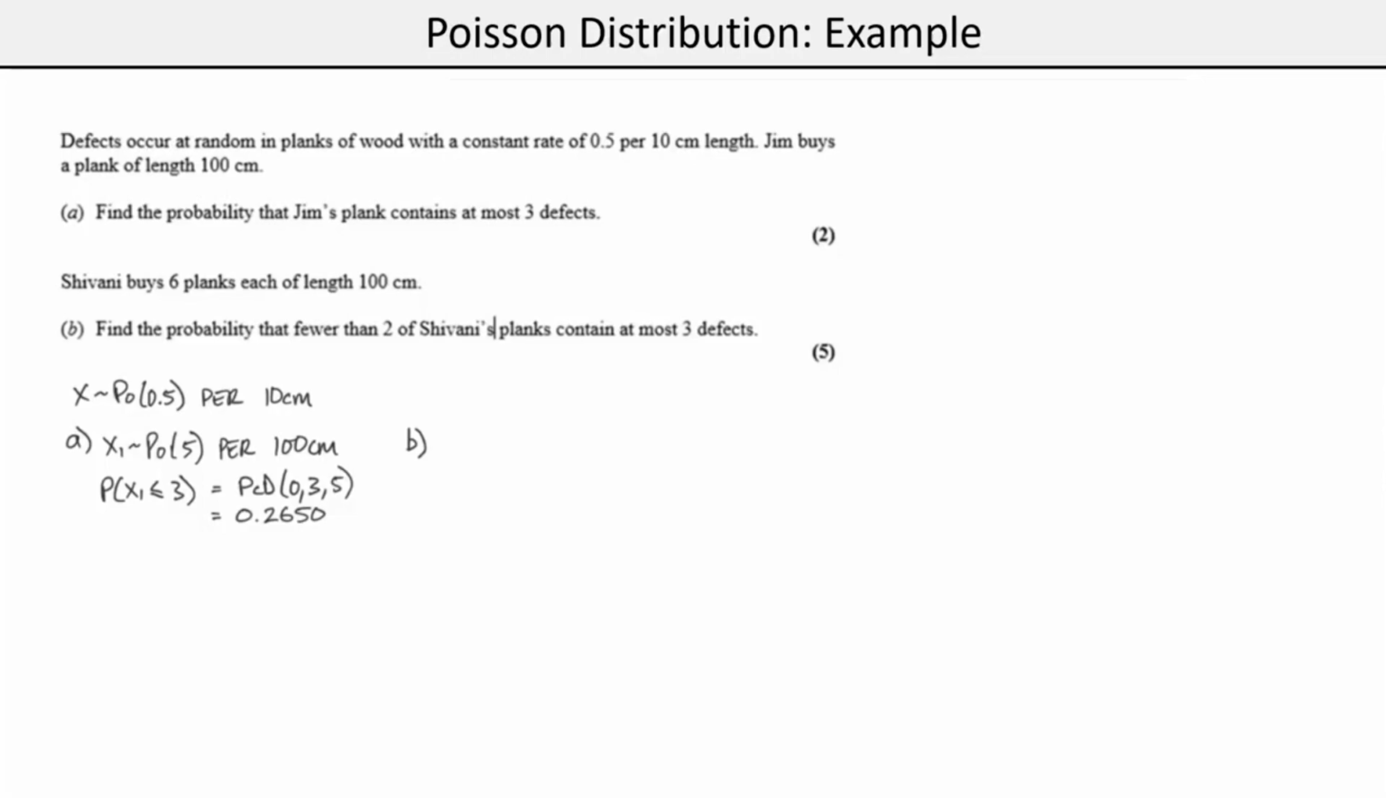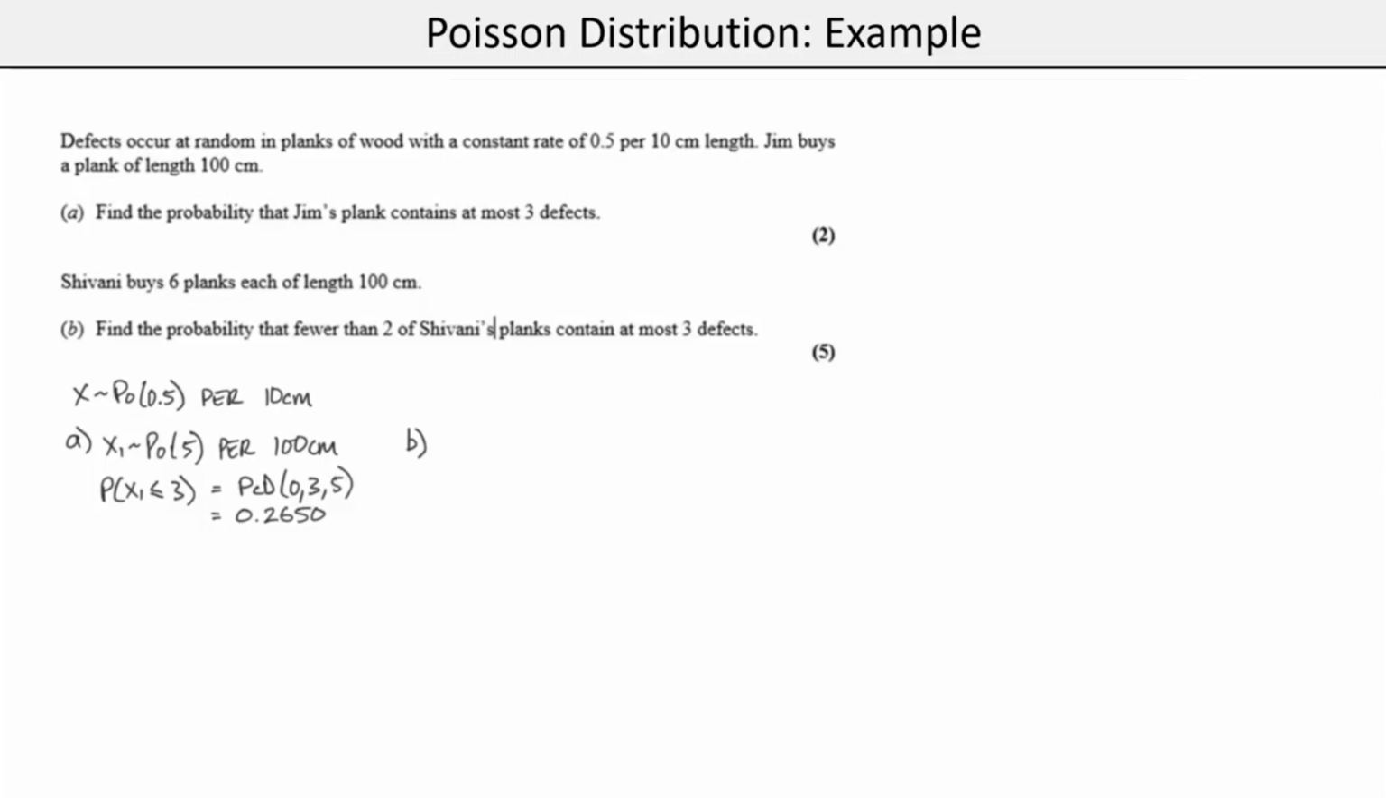This question is actually a binomial distribution question. The 6 were the number of trials. The probability of success in this case is the answer to part A, because success is going to be having at most 3 defects. So the probability is there, and it's a constant probability. So fixed number of trials, constant probability. There's only 2 possible outcomes. Either it does have at most 3 defects, or it doesn't. This is a binomial question.